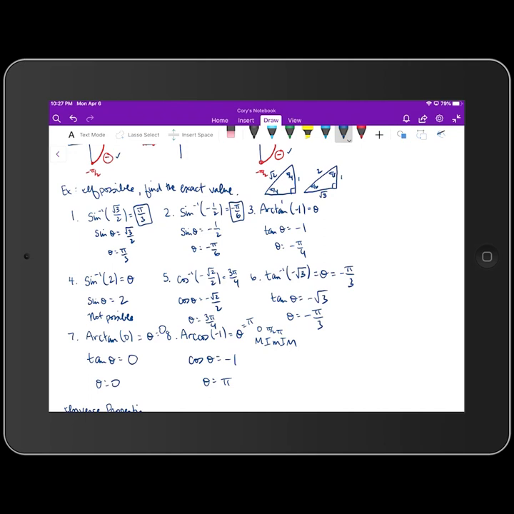Okay, so what we're going to take a look at next is how we evaluate the composition of a trig function and its inverse, or an inverse trig function and a trig function.